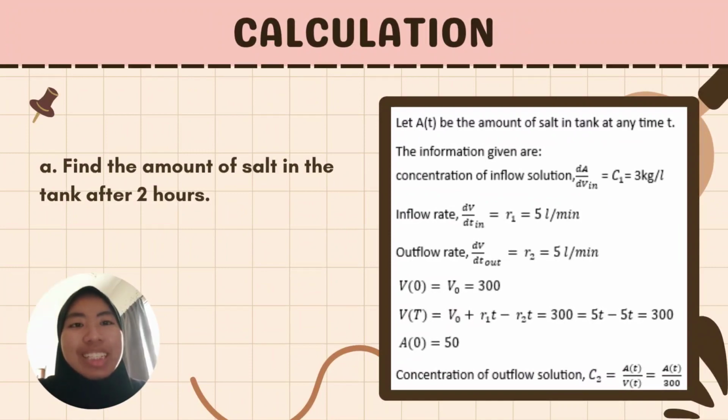kg per minute. The change in the amount of salt in the tank over time is the difference between the rate of salt entering and leaving the tank. This leads to the differential equation, which is dA over dt equal to 15 minus A(t) over 60 with the initial condition A(0) equal to 50. This differential equation models the mixing process and allows us to determine the amount of salt in the tank at any time t, as well as its long-term behavior.